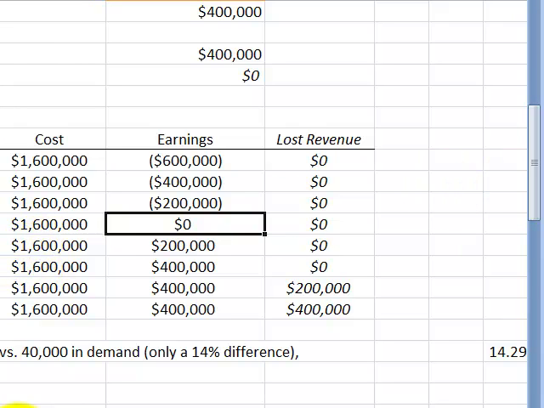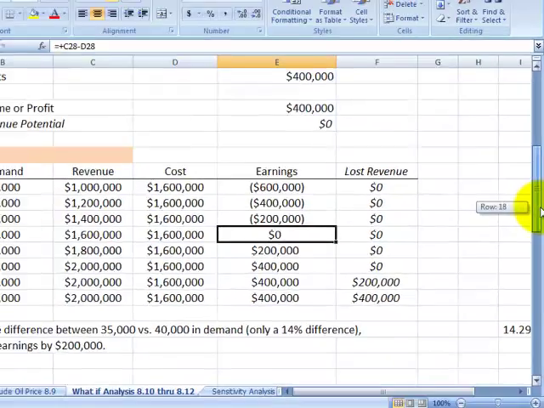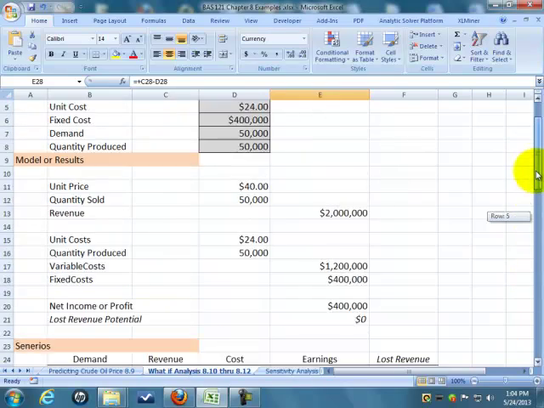So that's examples 8.10 through 8.12. All three of them are relatively the same. If you have questions, let me know.